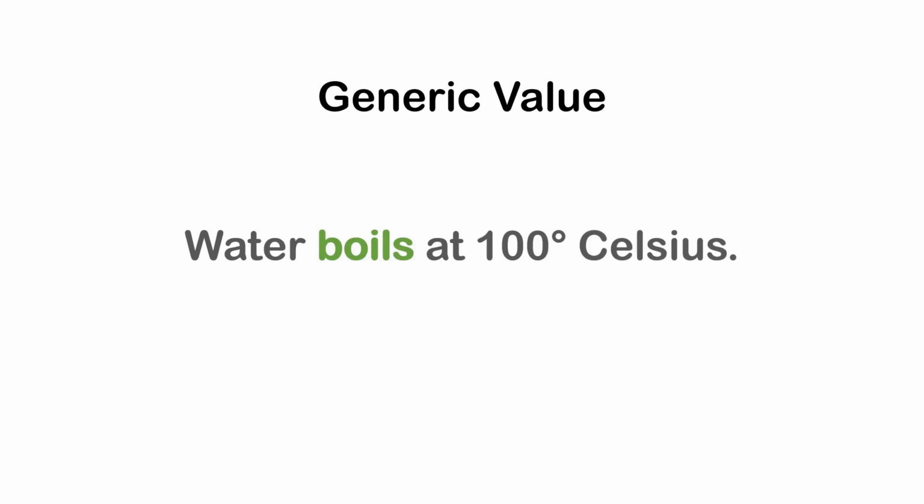Generic value. This refers to a generic action, a general truth, a situation that is generally valid. Let's see an example. Water boils at 100 degrees Celsius. This is a general truth that is, of course, generally valid. Water always boils at 100 degrees Celsius. It has always boiled at 100 degrees Celsius, and it will always do.